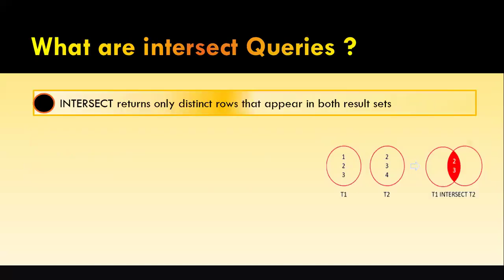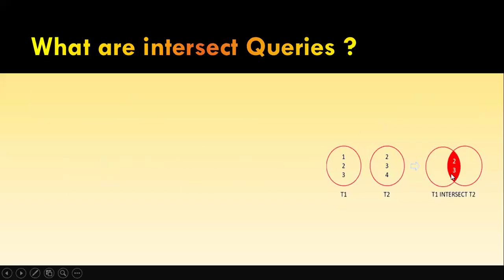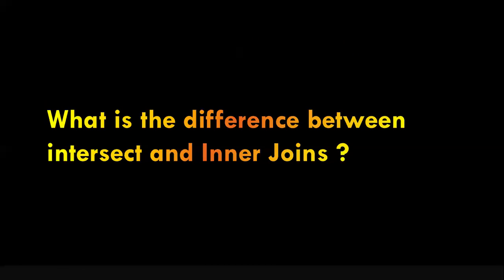So intersect is the common, right? The distinct values that appear in both result sets, 2, 3. This is the one we have seen. Now the question: what is the difference between intersect and inner joins? With inner joins, when you join two tables, or more than two tables, it joins the tables based on the common column. Intersect simply finds the common values between the two queries. Okay, so that is the difference between these two.